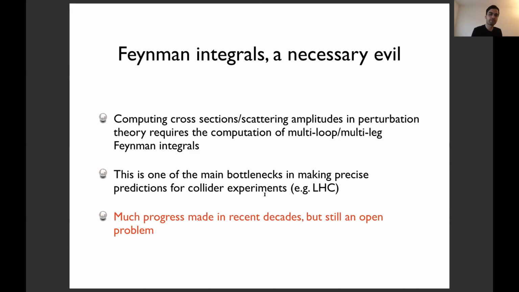So we know that if we want to compute cross-sections or more generally scattering amplitudes in perturbation theory, we need to compute in general a large set of Feynman integrals. And I think that this is one of the main bottlenecks for making precise predictions for the LHC, for example. And I think also that it's fair to say that even though much progress has been made in the understanding of these objects in recent years, this is still an open problem and an active field of research.